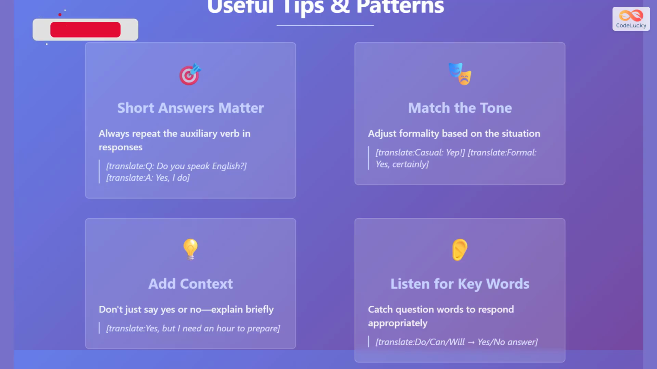Third, add context to your answers. Don't just say yes or no, briefly explain why. Fourth, listen for key words in questions. Words like do, can, or will tell you to give a yes or no answer.